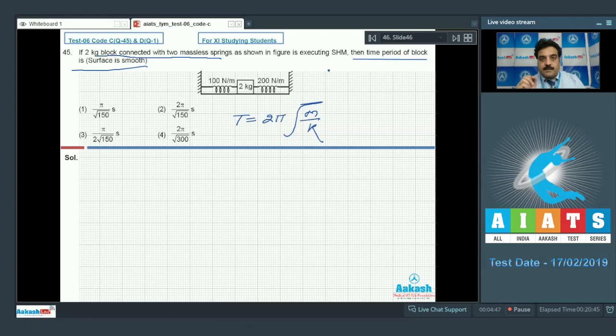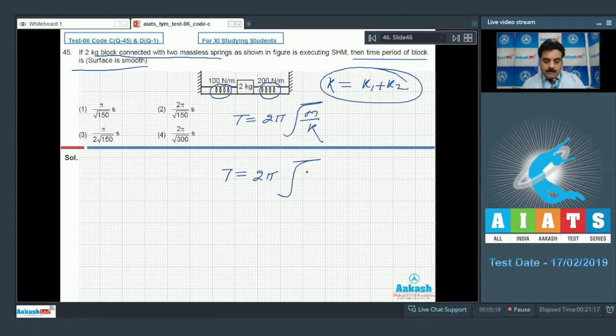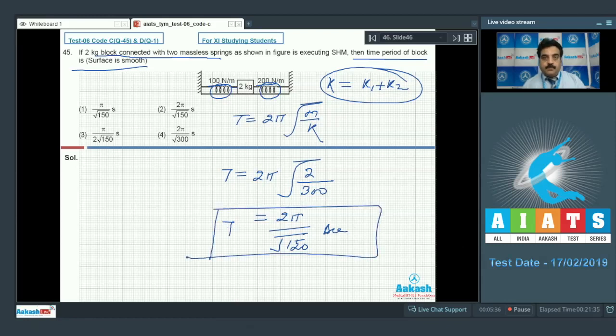You can compare with a capacitor. If I consider this spring as capacitor number 1 and this as capacitor number 2, then they are not connected directly. On the other hand, you can understand they are not following the rule of series combination of the capacitor. So they will be in parallel. So I can write the effective spring constant will be K1 plus K2. Now, if I go for the time period, 2 pi, mass is 2 kg and K will be, because K1 is 100 and K2 is 200, so it will become 300. So the final answer will be 2 pi upon root of 150 second. So this is how you can solve. So my option number 2 will be the right choice.